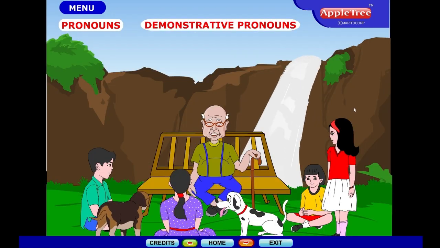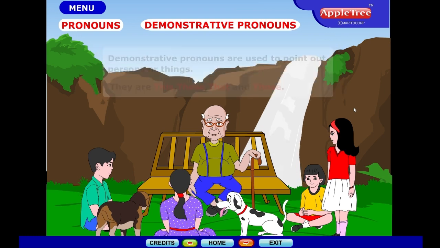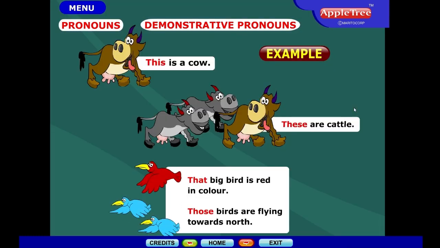Let me explain the demonstrative pronouns. The demonstrative pronouns are used to point out persons or things. They are this, these, that, and those. Here are examples. This is a cow. These are cattle. That big bird is red in color. Those birds are flying towards north.